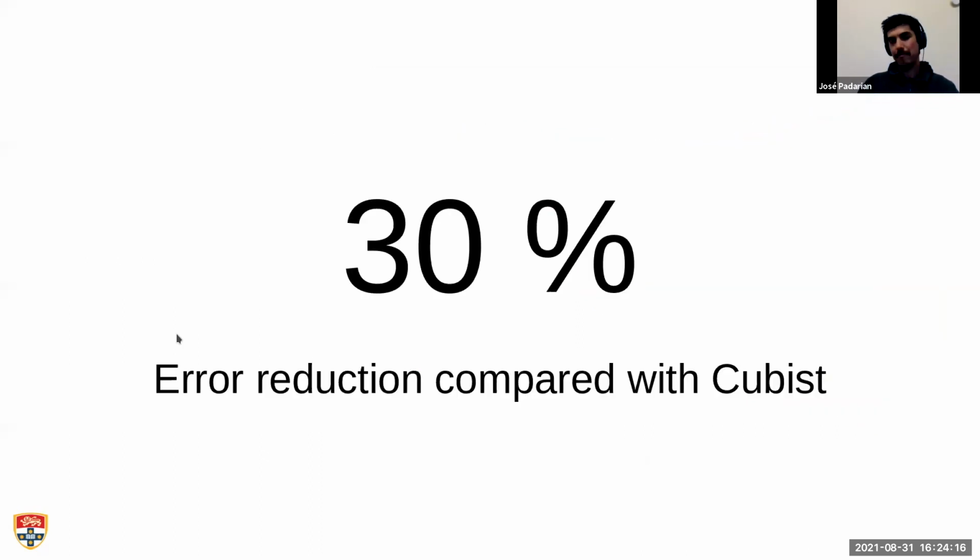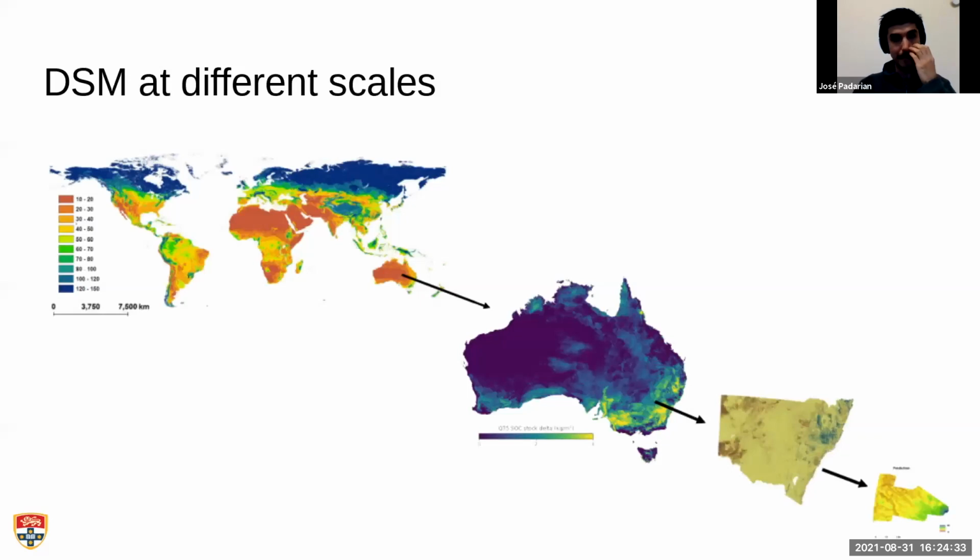So in general, in this specific case, we got a 30% reduction in the error compared with Cubist, which is one of the models that are widely used in digital soil mapping. These are quite methodological things, but we're also applying this to different scales, from the global to the local scale, the farm scale. I mostly work at national or global scale, but I'm going to show you some other things that are related to the farm scale as well.